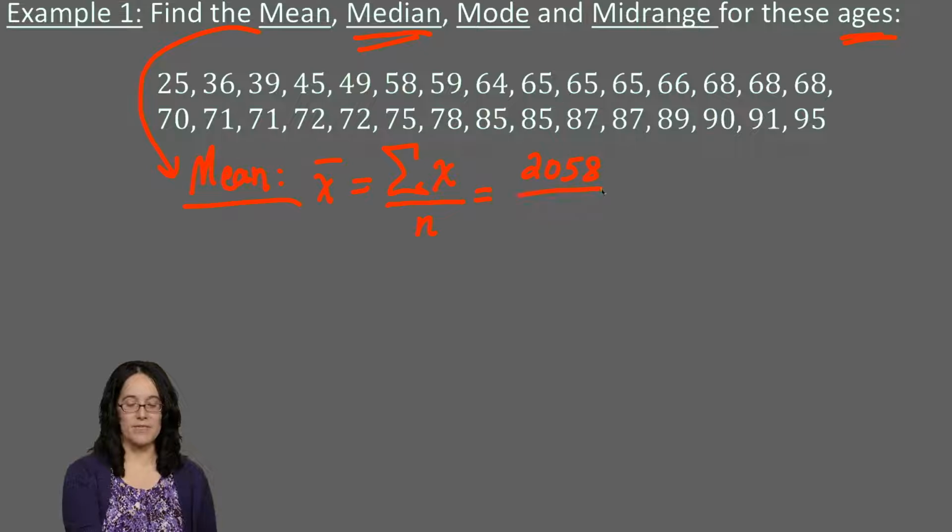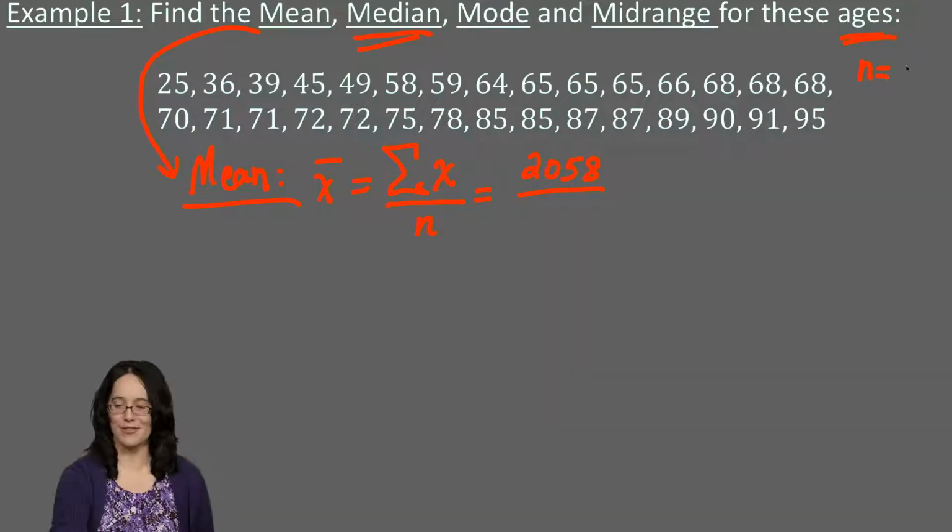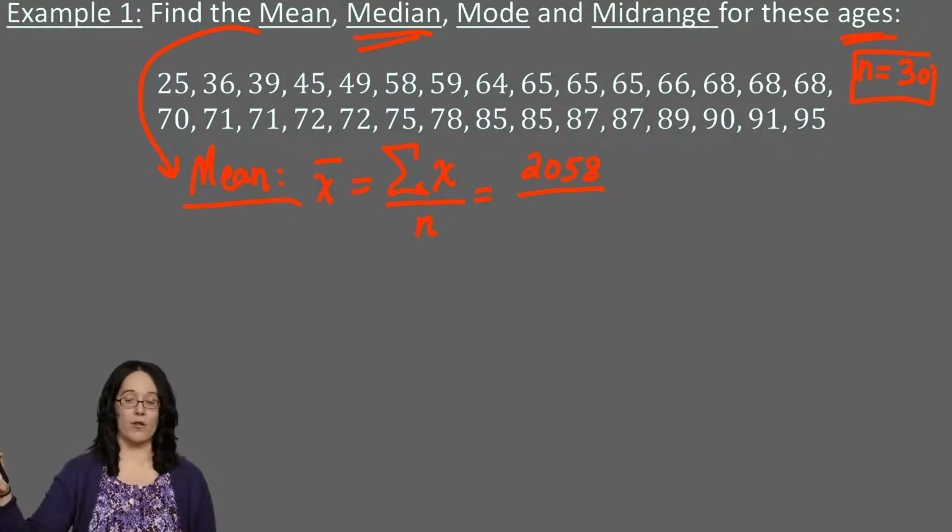Did you get 2058? That's what I got. And how many values are represented here? In other words, what is our sample size? Did you get 30? That's what I got too. Okay, so there's 30 items in the sample. The total number of all of the values added up, the ages added up, was 2058.